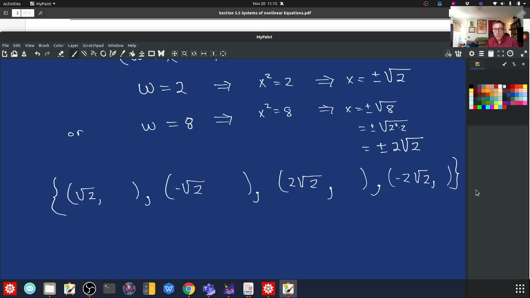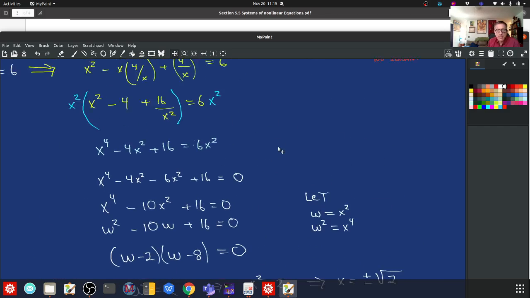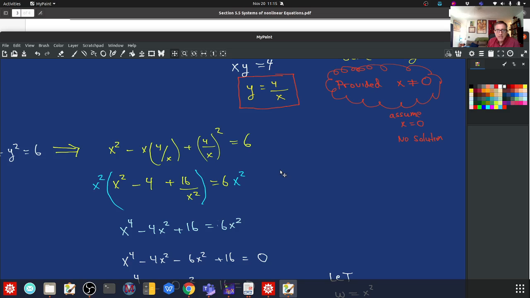So I have to find the y value here for all of these possibilities. Well, how do I find the y value? I go right back up here.